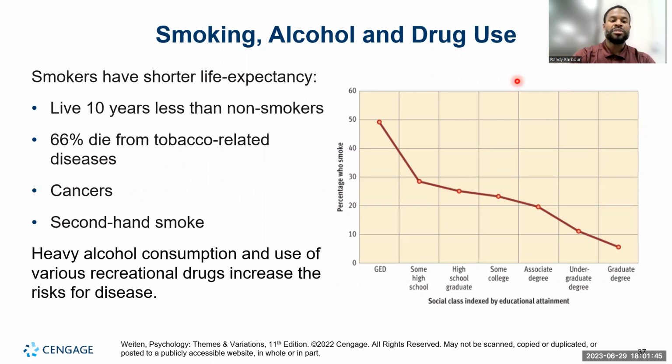When we think about someone who smokes, smokers have a shorter life expectancy. They live 10 years less than non-smokers. 67% of smokers die from tobacco-related diseases, cancers, throat cancer, lung cancer. Secondhand smoke is extremely detrimental. It can be as detrimental and harmful to those who are receiving secondhand smoke as to those who are smoking firsthand. And then heavy alcohol consumption and use of various recreational drugs increases the risk for disease, right?